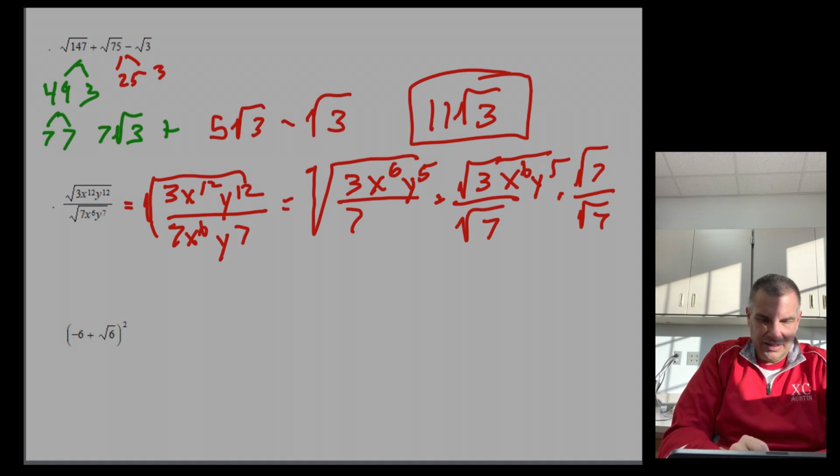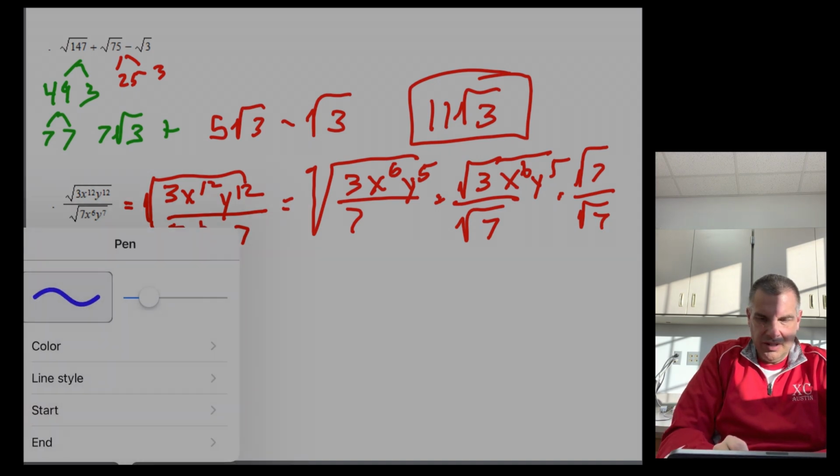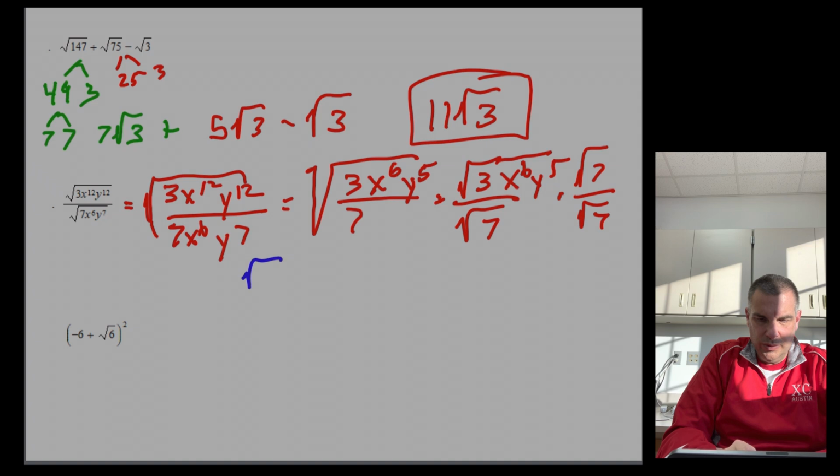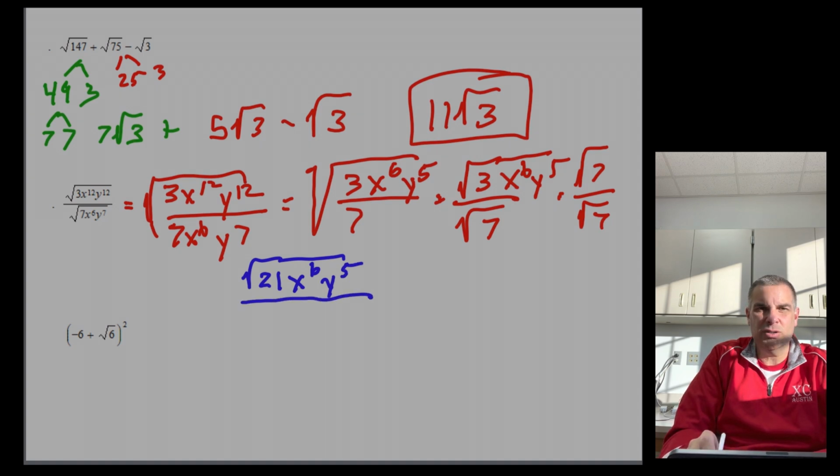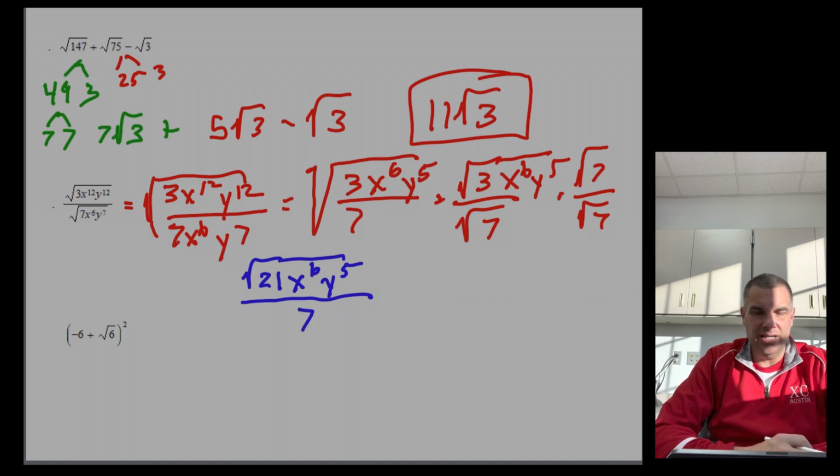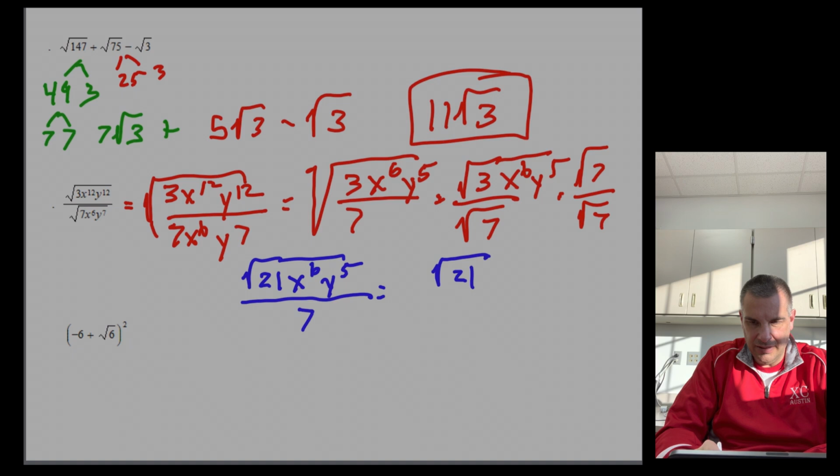So that gives us the square root of 21, x to the 6th, y to the 5th, over the square root of 7 times the square root of 7, which is the square root of 49, which is just 7. Now we look at simplifying it a little bit more and see if we can simplify what's underneath. The square root of 21 we can't touch. That has to stay underneath.